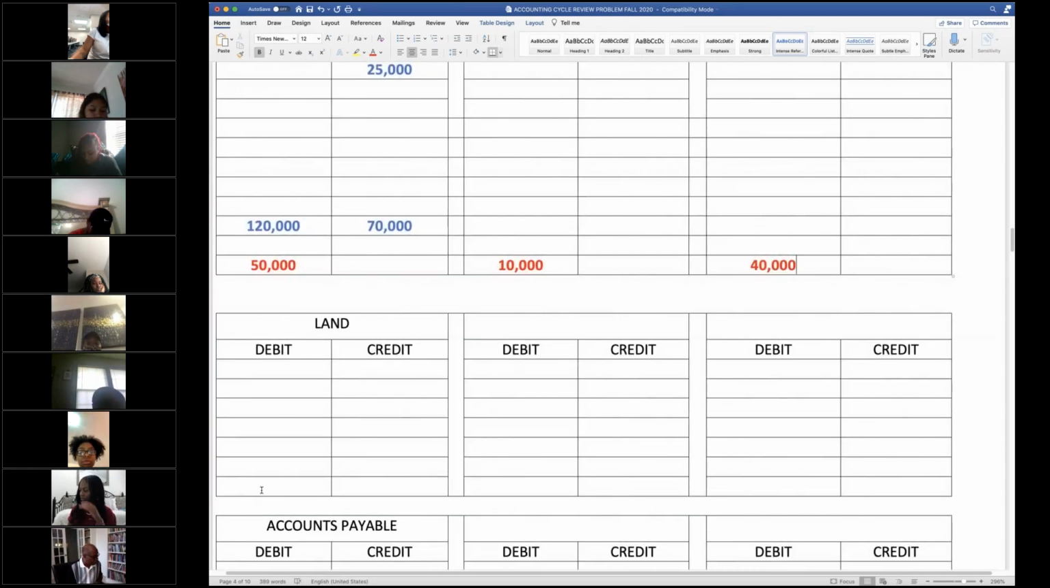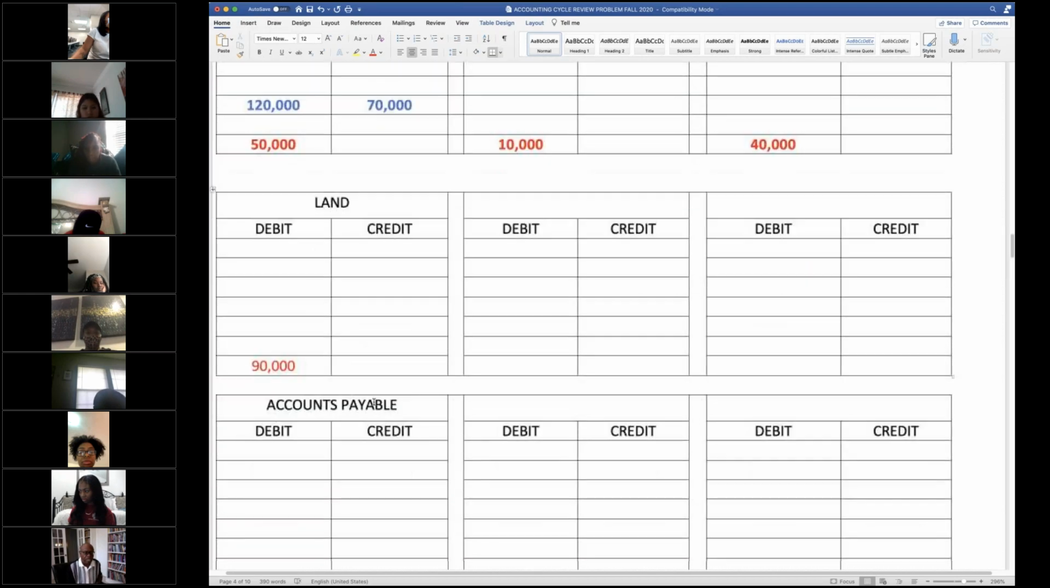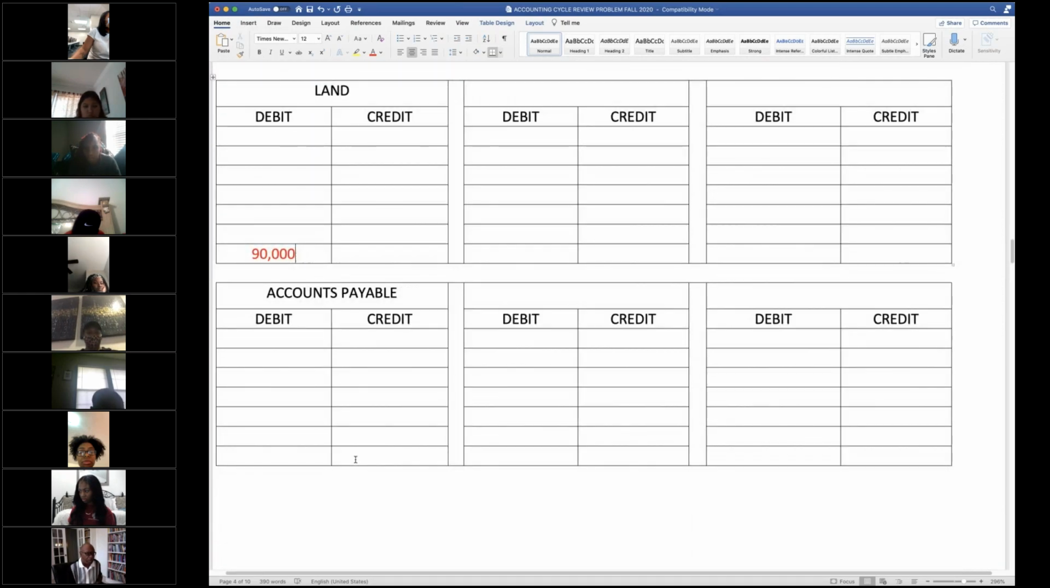Land? 90,000. Accounts payable? 25,000. So I was confused about that one. Why are you confused? On credit. Did you? That's what I was asking you about. Do you subtract or do you add? So you added them together? You add the debits, you add the credits, and you take the difference.